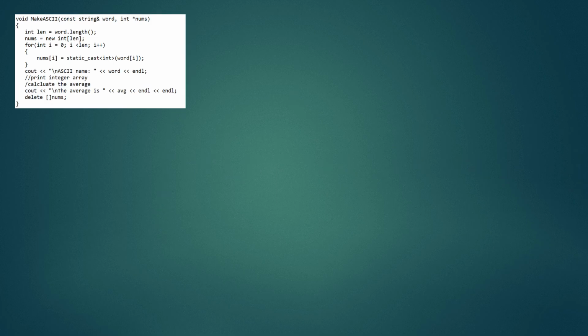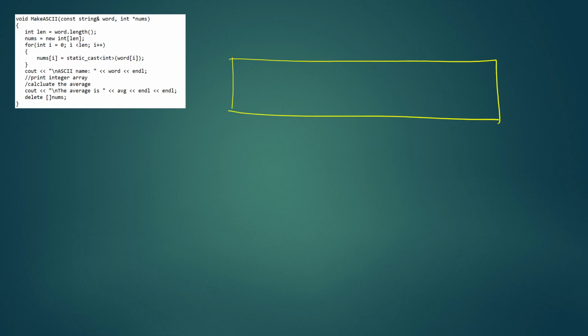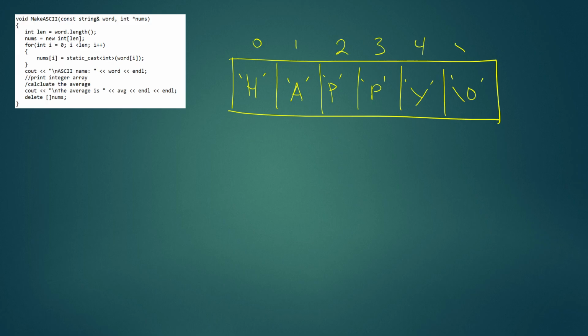Okay, so now here is how we're going to talk about making the ASCII array. So when you have your word coming in, I'm going to draw a picture of this. If our word, we're going to take the word happy, for example. So this is our word, 0, 1, 2, 3, 4, 5. So our index of our length would be 5.